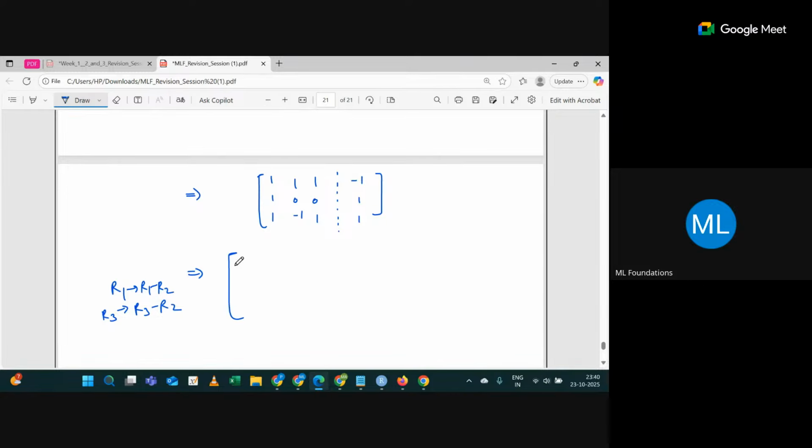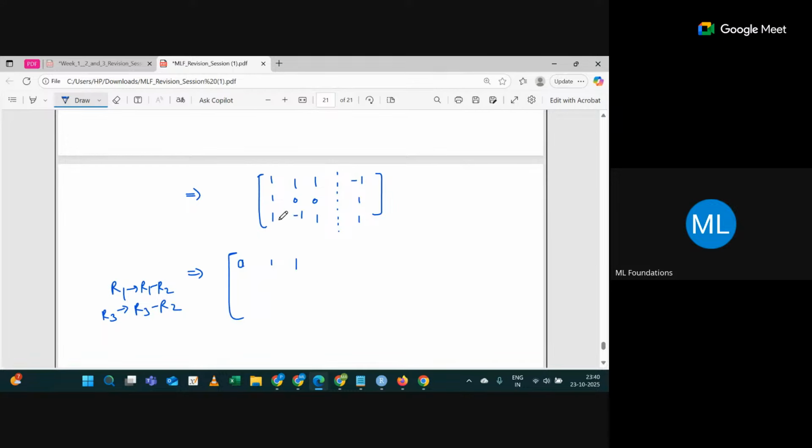If we do, I think we can't do both simultaneously. See, no, we can do, that's no problem. R1 is what? R1 minus R2, right? So if you substitute R1 minus R2, we get 0, 0 and 1, 1, 1, correct?